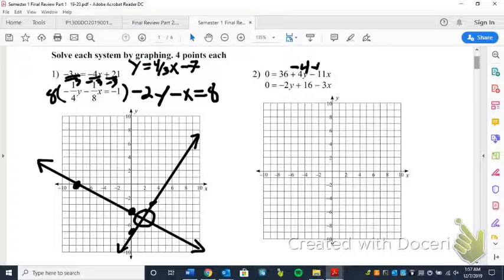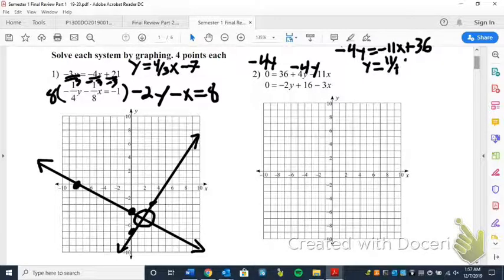With these two, I'm going to put them into slope-intercept form. So I'm going to move the y over. That gives me negative 4y equals negative 11x plus 36. Divide both sides by negative 4, and I get y equals 11/4 x minus 8, because I divided by a negative 4. So I go down to negative 8, plot my intercept, go up 11 over 4, and that's my line.